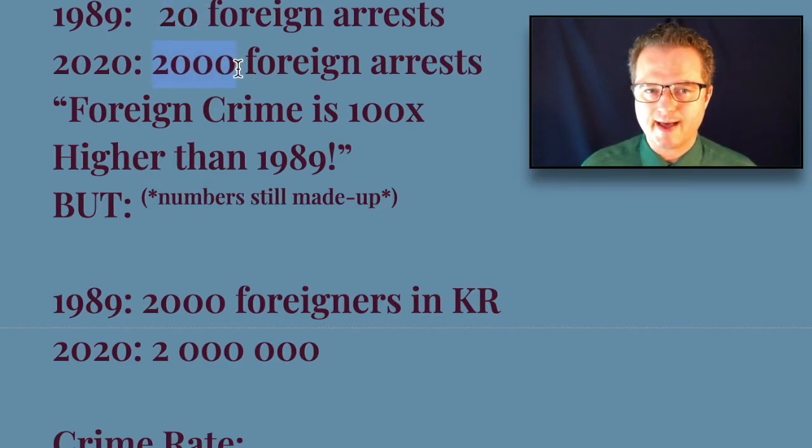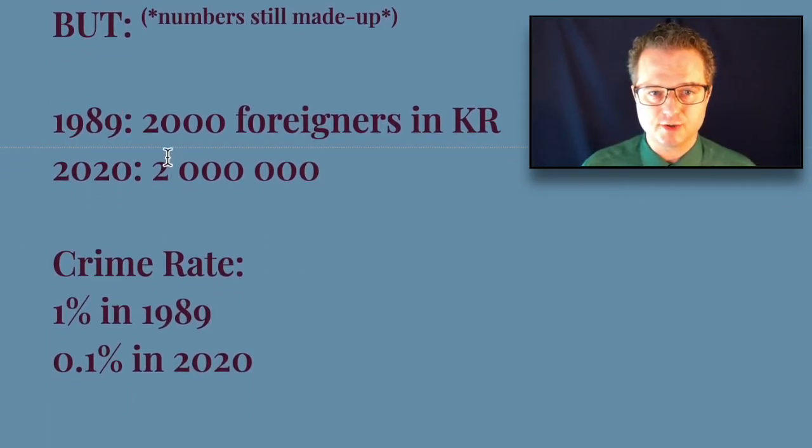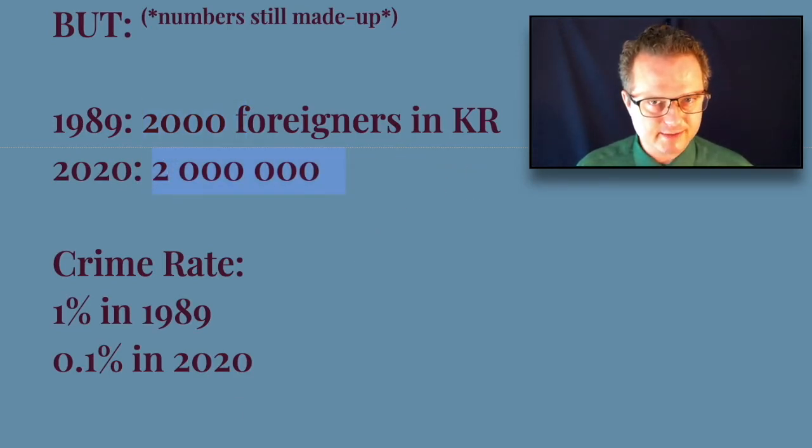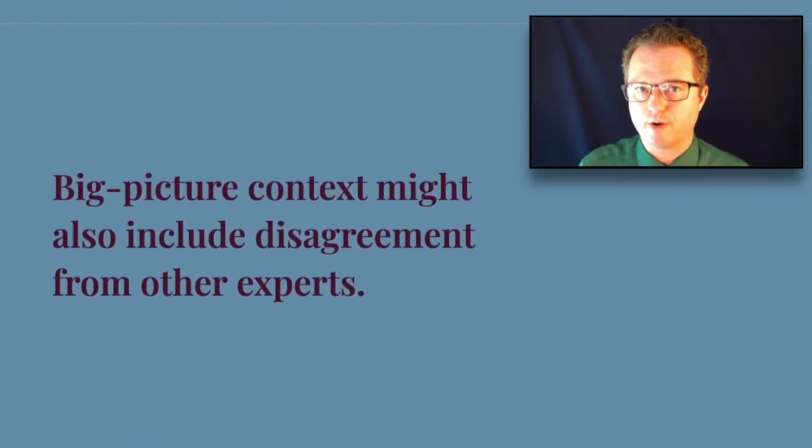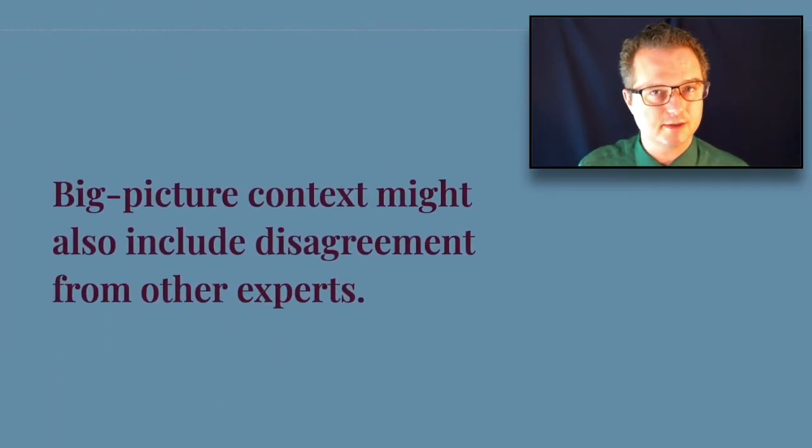And just by adding these two numbers, 2,000 and 2 million, we see how you can take true facts and tell a totally different story. Sometimes the researcher's intentions are part of the context for facts they discovered. Why are they doing that study? Okay. Another thing to consider is that there are also times when disagreement from other experts is also part of the context. So consider that as well.